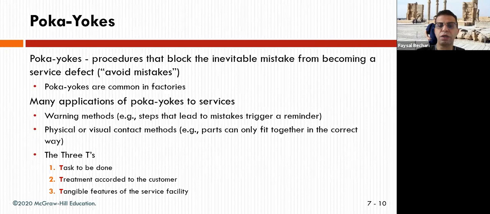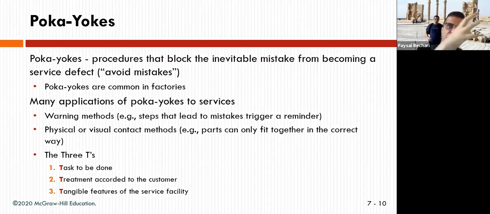So Poka-yoke is a procedure that blocks the inevitable mistakes from becoming a service defect. It's basically you avoiding the mistakes. It is procedures for how you minimize mistakes. There are many applications of Poka-yoke to the services, such as warning methods, steps that lead to a mistake trigger.